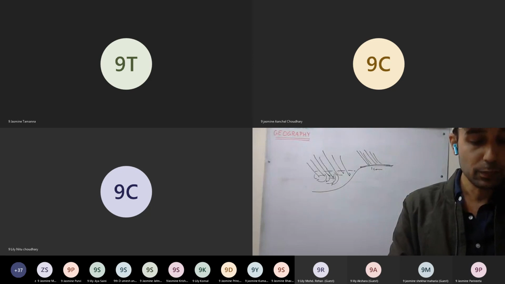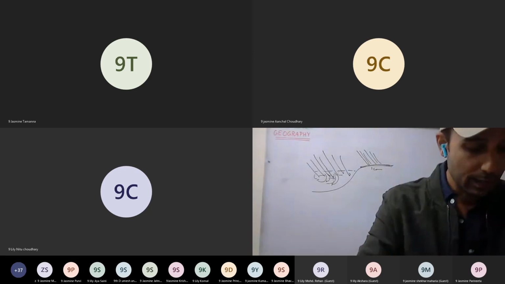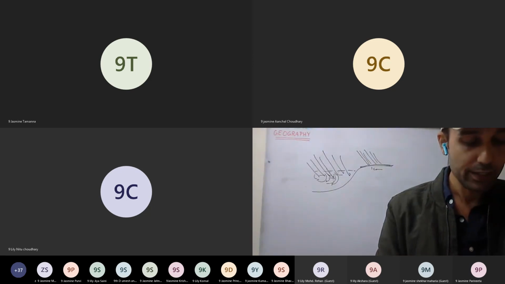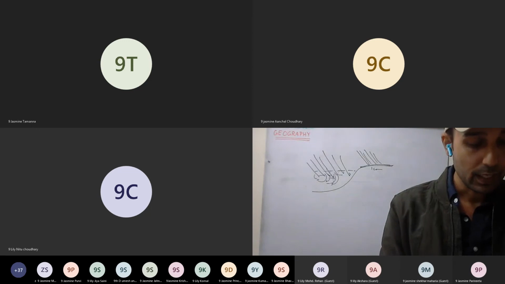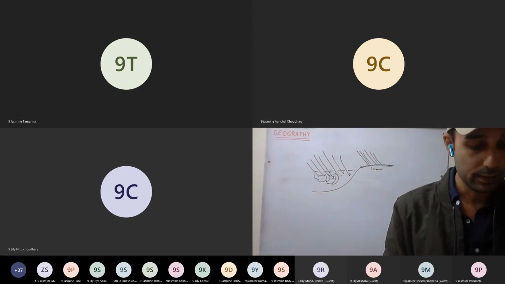So see, it is written in the book like this. Just listen to it. The rate of heating differs between land and water surfaces. Land gets heated up much more quickly than water. Because water is transparent, heat is absorbed more slowly.